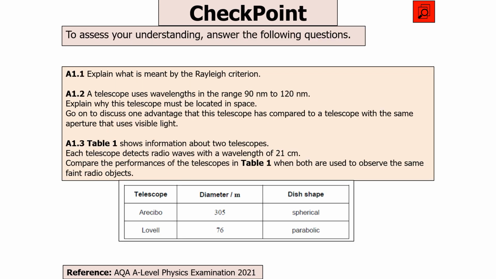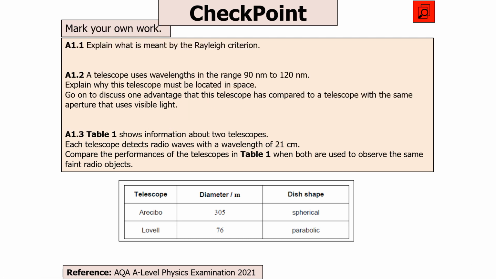So the next question says, explain what is meant by the Rayleigh criterion. A telescope uses wavelengths in the range of 90 nanometers to 120 nanometers. Explain why this telescope must be located in space. Then table 1 shows information about 2 telescopes. Each telescope detects radio waves with a wavelength of 21 centimeters. Compare the performance of the telescopes in table 1 when both are used to observe the same faint radio objects. So pause the video now, then unpause the video when you want to go through your answer.